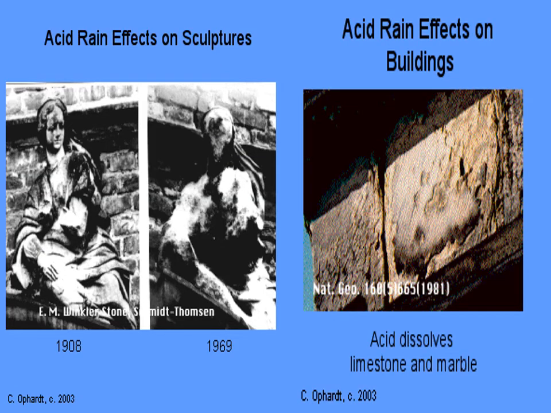Acid rain on sculptures and buildings is really kind of crazy to look at. If you look at the sculpture on the left from 1908 and then look at the same sculpture in 1969, you can see how much it's been eroded away because the acid is eating away the sculpture. On the very far right, this is a building, and the acid rain is literally eating out some of the blocks in the building. It's actually made of limestone and marble, but some of the limestone and marble blocks are being eaten away and corroded by the acid.